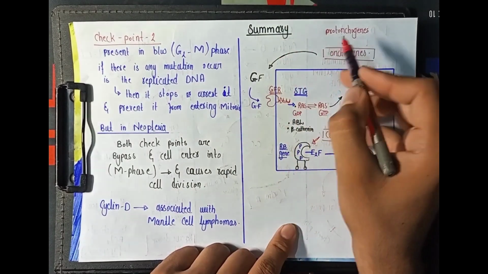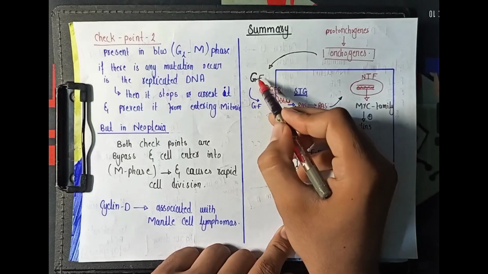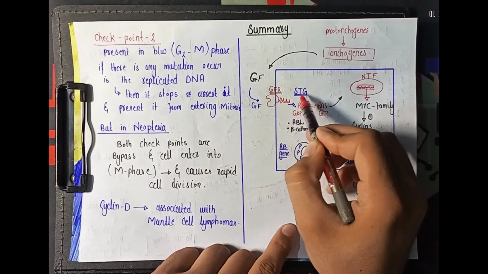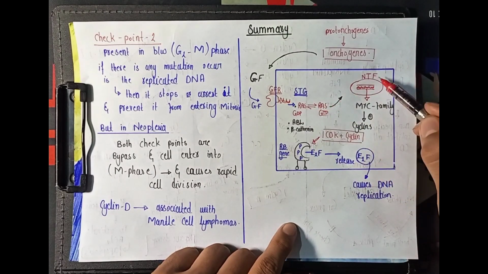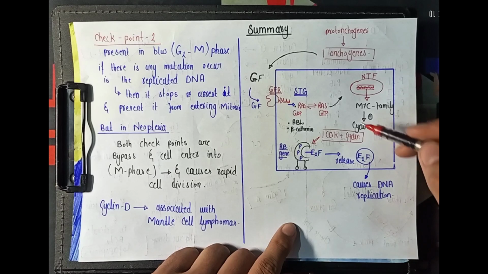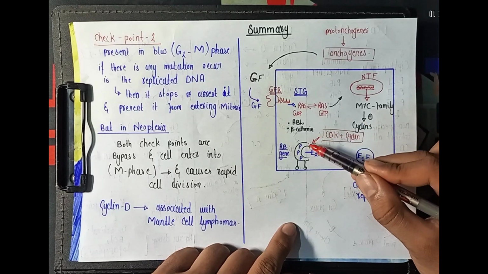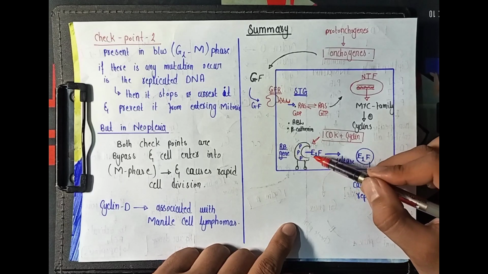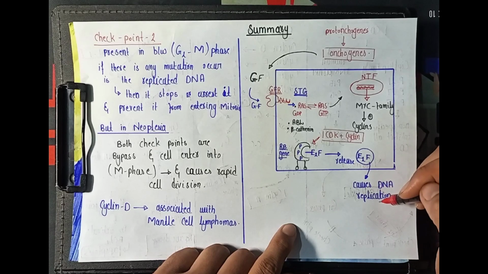So let's summarize the whole topic. Normally, there are proto-oncogenes, and when these genes express, they produce the growth factors, which then bind with the growth factor receptors, and they activate the signal transducing genes like the RAS gene, and these signal transducing genes then activate the nuclear transcription factors like the MYC family, which activate the cyclin gene, and cyclin combines with the cyclin dependent kinases, and they form a complex which then phosphorylates the RB gene. When the RB gene is phosphorylated, it releases the E2F factor, and the E2F factor then causes the DNA replication.